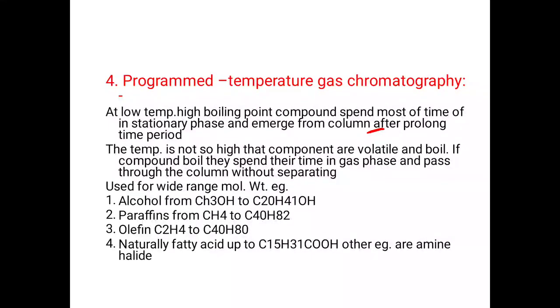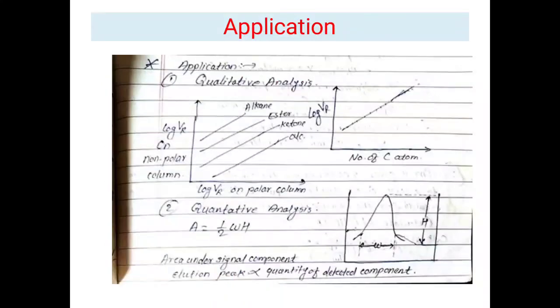Then olefins, from ethene to C14 olefins, are determined by using this technique. Then natural fatty acids, higher fatty acids up to C15 carbon acids, can be separated by using this technique. Other examples are amine halides, which are also separated by using this technique. And the last one is the applications.